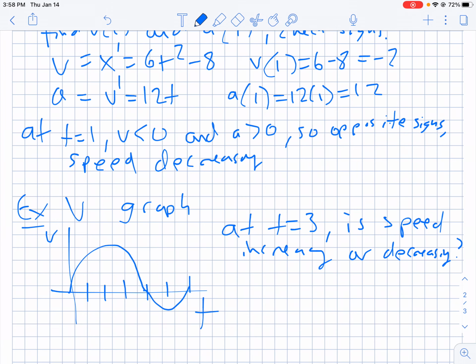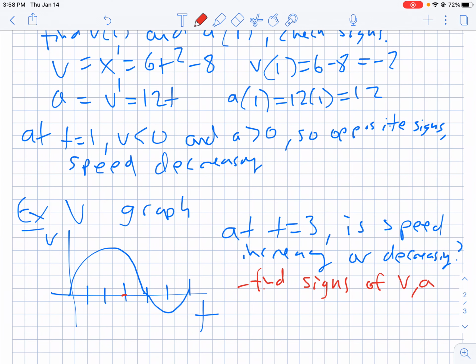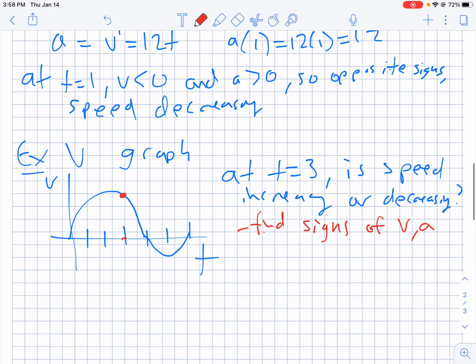Okay, so again, you want to approach this problem in the same way. You're going to find the sign of the velocity and the acceleration. Now, with a graph like this, you can't find the exact value, but we can see, okay, at this point in time, so here's the dot where we are. So we're at this point right here. So we would say, okay, at t equals 3, my velocity is positive. And that happens because this is a graph of v.